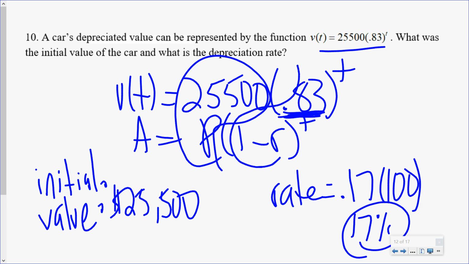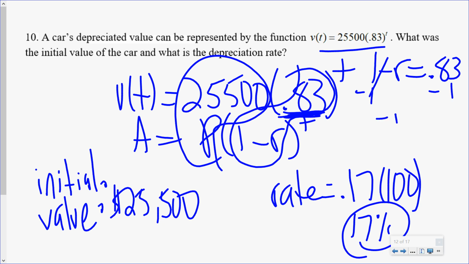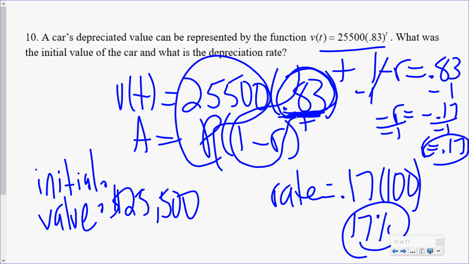And again, if you can't do that mentally, then you can just set 1 minus r equal to what's in there. Either 1 minus r or 1 plus r, depending if it's more or less than 1. And when I do the algebra, I will get my answer. But again, especially after going through Algebra 2, you really should be able to see 0.83 and understand that it's decreasing by 17%. So my initial value is 25,500. My rate is 17%.